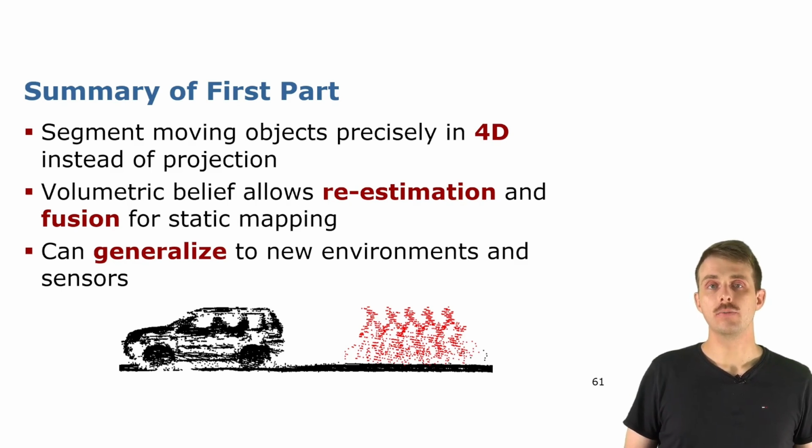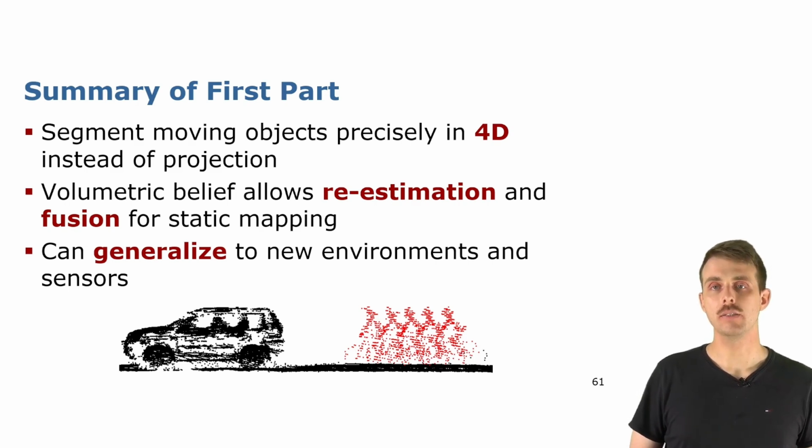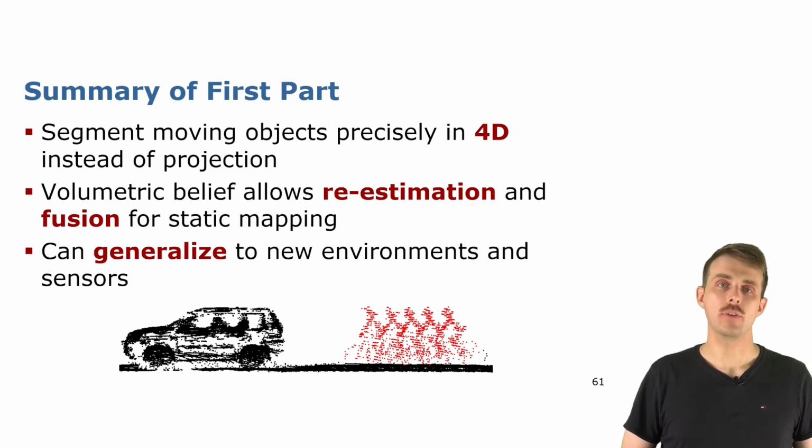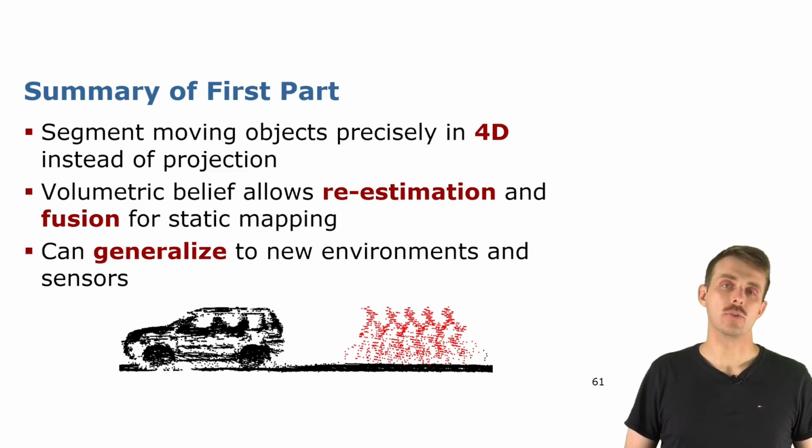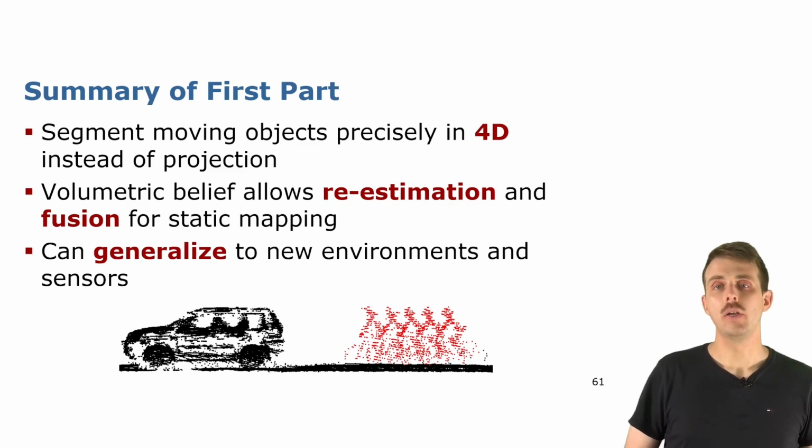So to summarize the first part, I showed that we are now able to segment moving objects precisely in the 4D space without using any projection as opposed to prior methods. We developed a volumetric belief that allows us to re-estimate moving objects and also to fuse those in an efficient way to improve our robustness. And our approaches are able to generalize to new environments and sensors, which makes it easier to deploy them on, for example, your datasets or your robots.